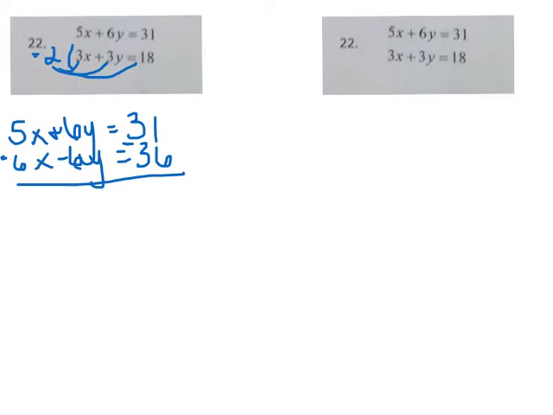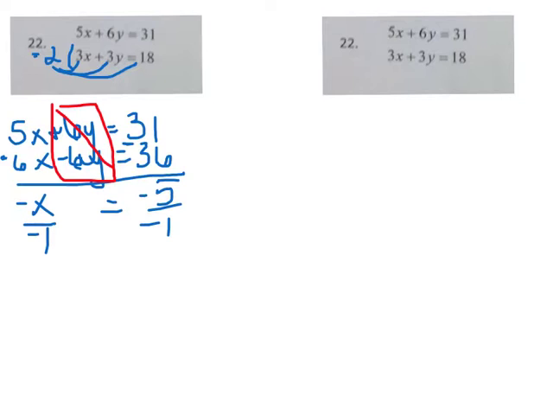So now I can go ahead and eliminate this middle right in here. Bye-bye, gone. So 5 minus 6x gives me a negative x equals a negative 5. Divide by -1, divide by -1, x equals 5.